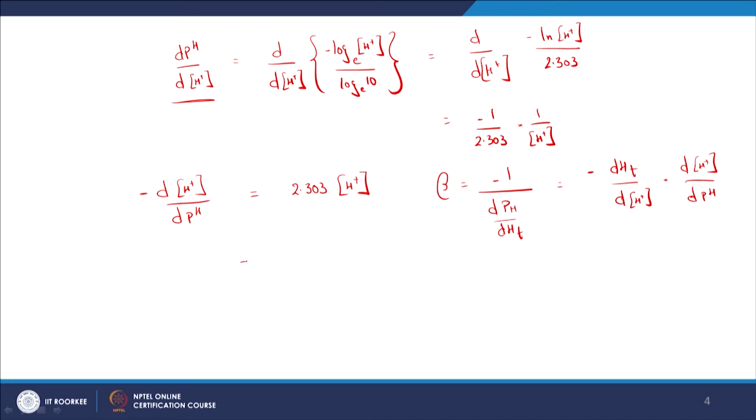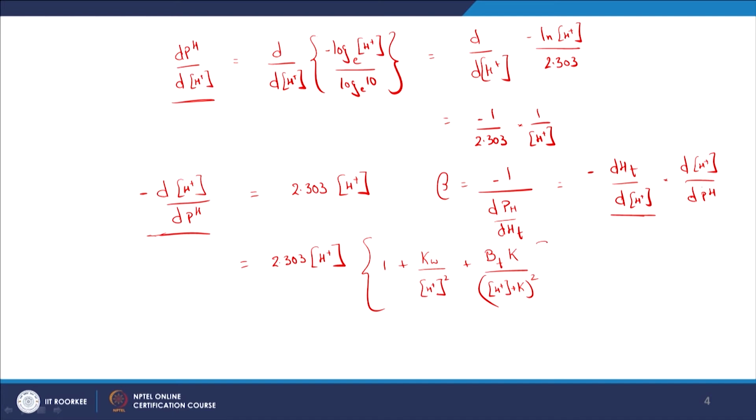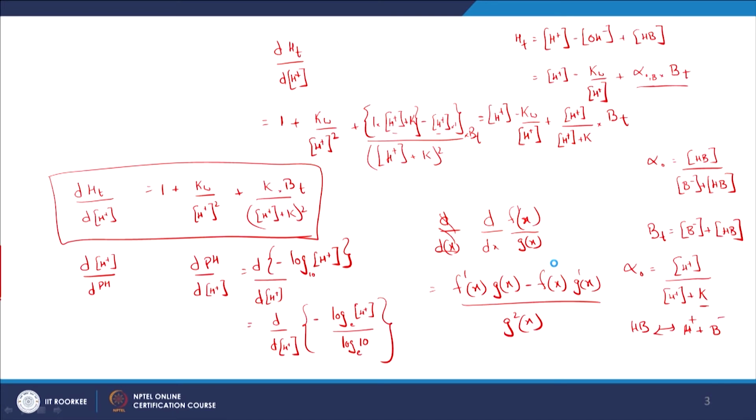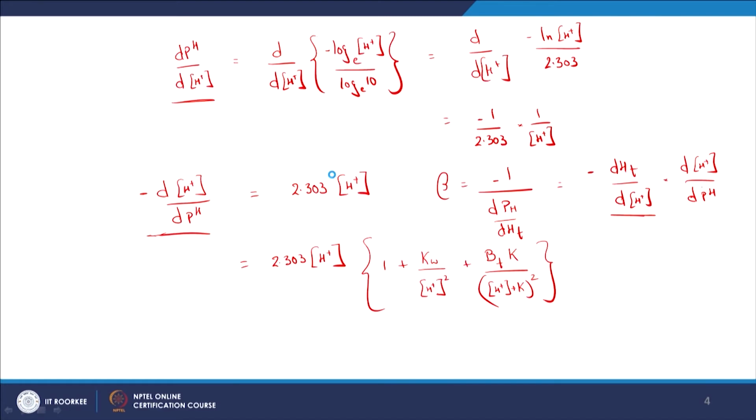And so let's try to plug in the relevant values here, and this particular value is 2.303 into H plus, and what is this particular variable here? I think we have that written down somewhere. I think it was 1 plus kW by H plus square, plus B total into K by H plus K whole square. So let me just check that out please: 1 plus kW by H plus square plus K into B total by H plus K whole square. So we are on the right track.